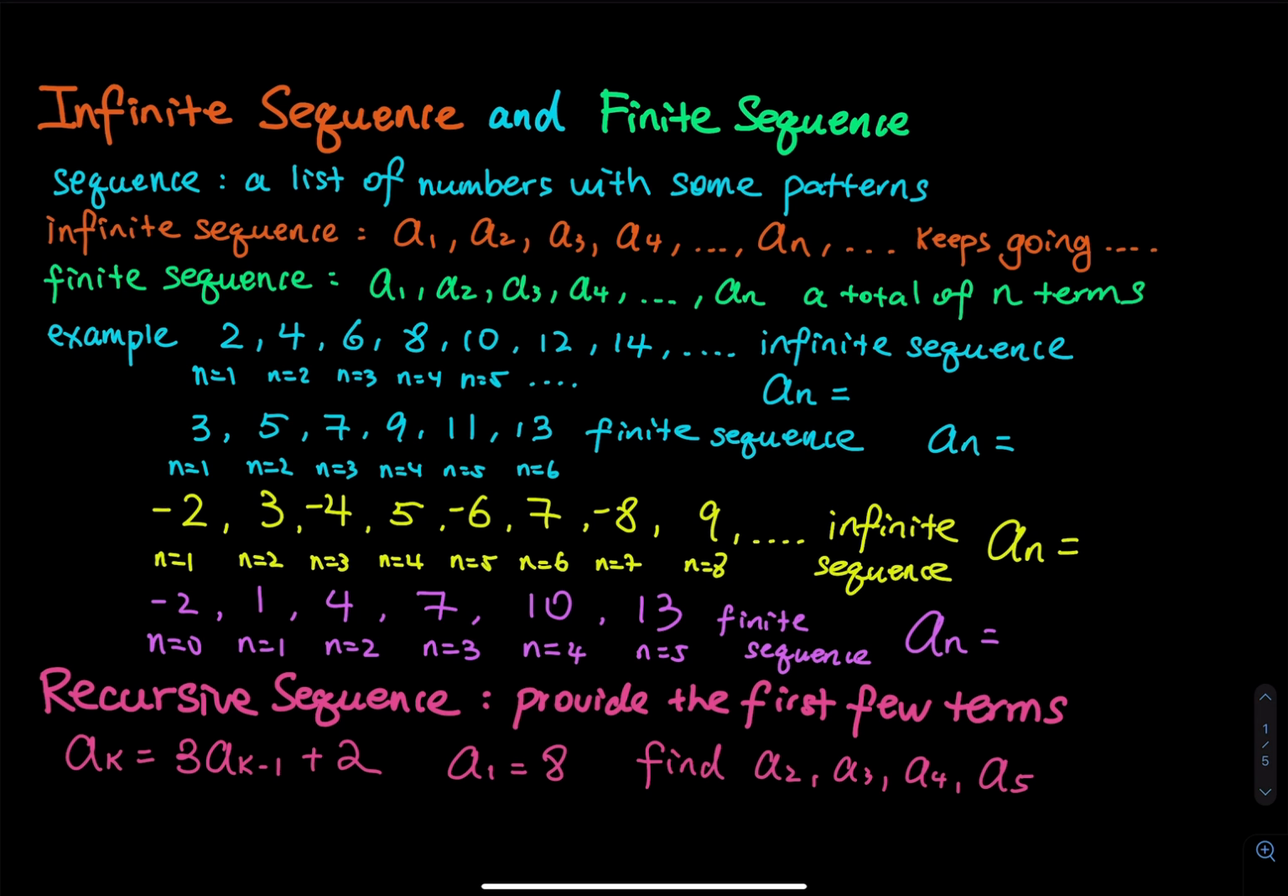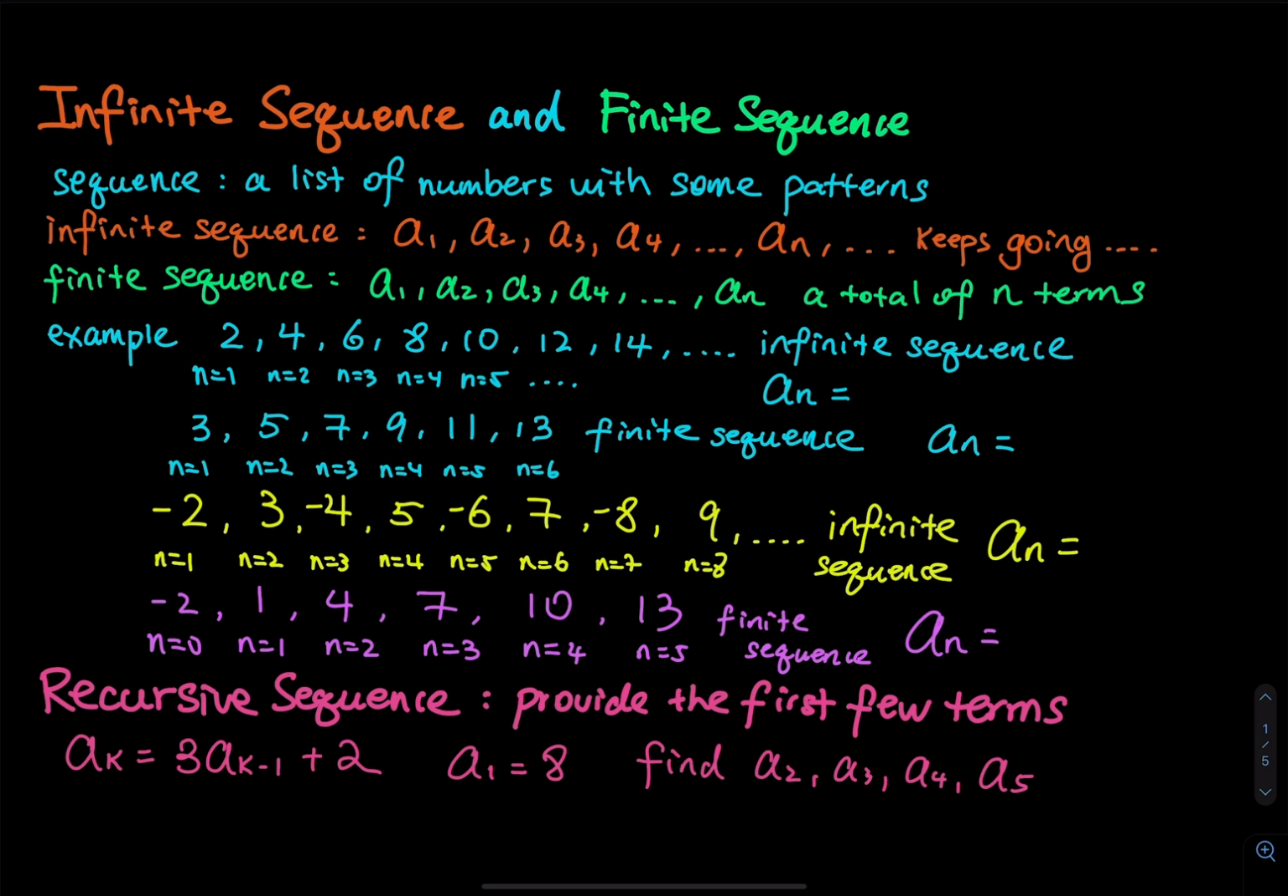So let's do some examples. The first example I have is 2, 4, 6, 8, 10, 12, 14. Do you see this? I have a comma and then dot, dot, dot. So that is an infinite sequence. The first term is 2, so I call that n equals 1. 1 means the first term, 2 means the second term, 3 means the third term, 4 is the fourth term, 5 is the fifth term, and so on and so forth.